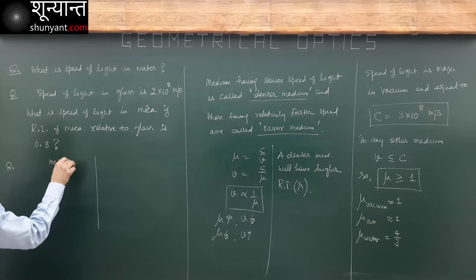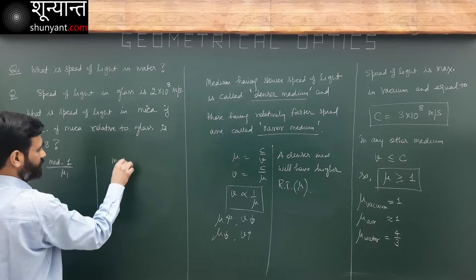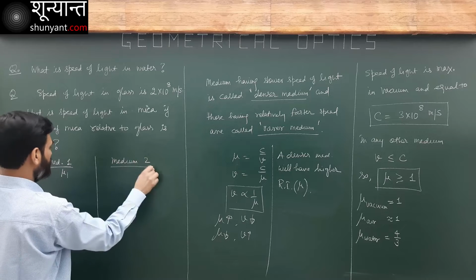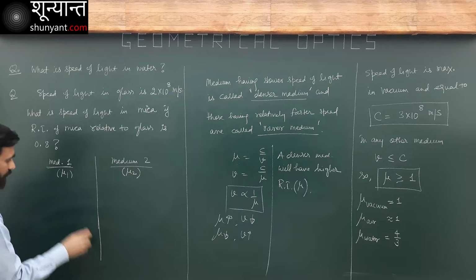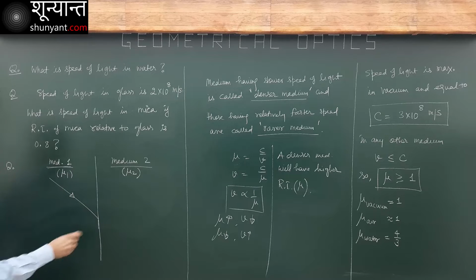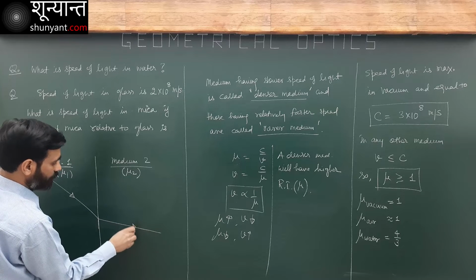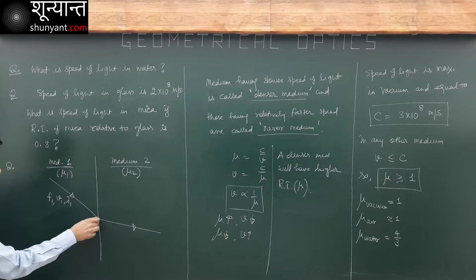This is medium 1. Its refractive index is mu1. This is medium 2. Its refractive index is mu2. Let's say that I have this light. This light is traveling in medium 1, and then it enters medium 2. Frequency of light here is f1, speed is v1, and wavelength is lambda 1, let's say. Now this is the interface.